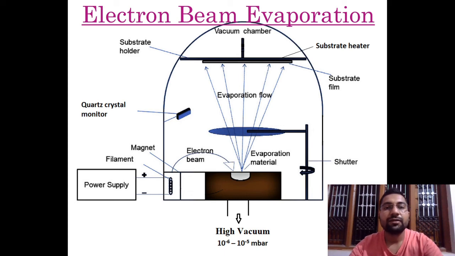By the beam falling on the crucible, the material inside it gets evaporated and sticks to the substrate. How much material is deposited is counted by the DTM, the digital thickness monitor, which controls the rate of evaporation, and how much thickness has been deposited is shown on the digital thickness monitor. The pressure inside the chamber has to be maintained at the order of 10 to the power minus 6 millibar.